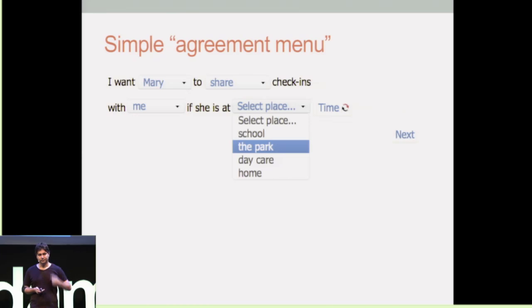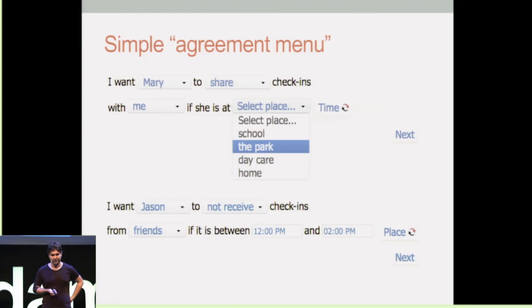So, is that clear? It could also be something like this. And this is basically an agreement menu. It's very simplified, a first attempt. And this is what you can do with it.